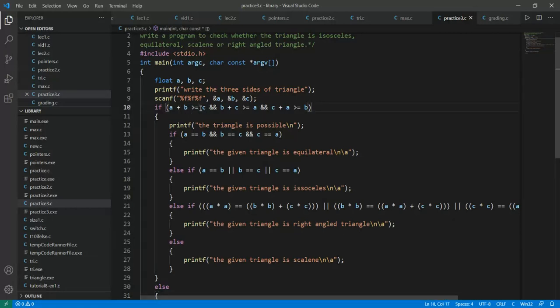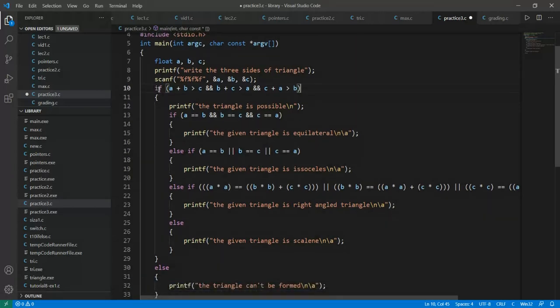So to remove the equal to, we can use the multi-cursor property of Visual Studio Code. Selecting the positions with the help of the alt button and click, and just remove all the equal signs in one go. So now it's correct. We have used the and operation, so if all three conditions are satisfied at a single time, then our printf will be executed. So if this, then printf the triangle is possible.